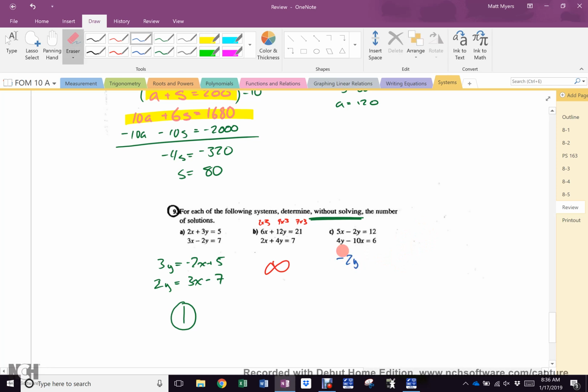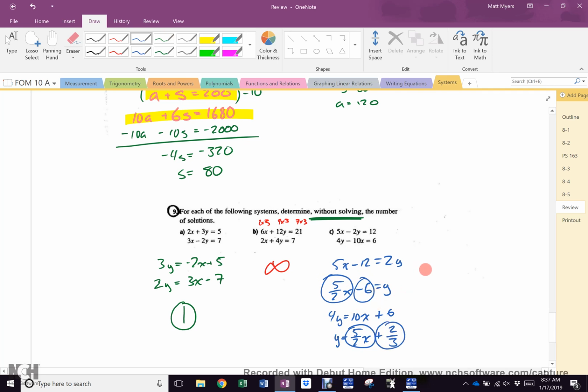Negative 2, 5x minus 12 equals 2y. 5 halves x minus 6 equals y. 4y equals 10x plus 6. Y equals 5 halves x plus 2/3. 5 halves x, 5 halves x, parallel, plus 6, plus 2/3, different, so 0 solutions.